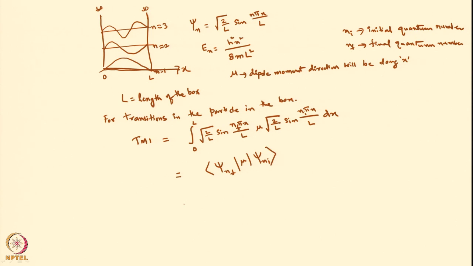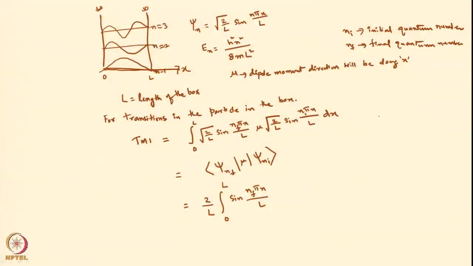Okay. So I am going to rearrange this integral slightly. There is a square root of 2 by L, square root of 2 by L, so that can come out because 2 and L are constants for a given particle in a box. So what we will get is 2 by L integral 0 to L sine of n F pi x by L. Our dipole moment is along the direction x. It could have some multiplier. So if I take mu is equal to some constant a into x, then this will be a into x sine n I pi x by L dx. Now a is also a constant, so that also I can bring out.